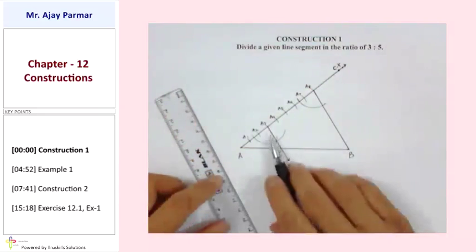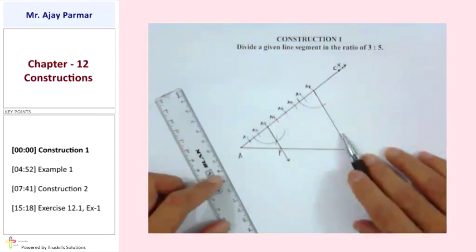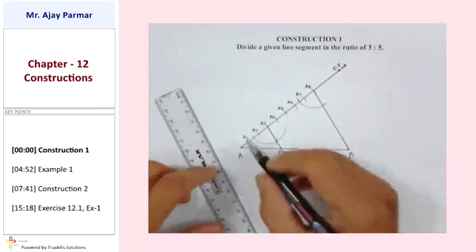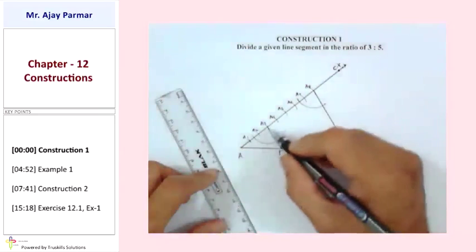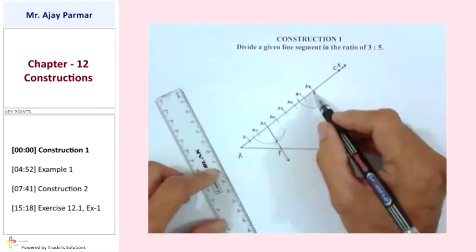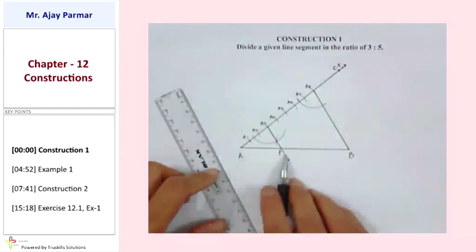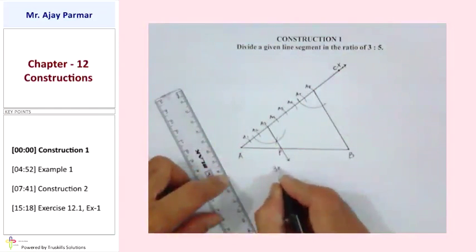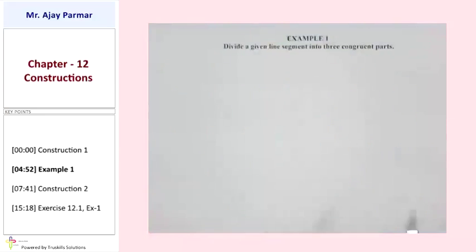Now you can see that this ray and line segment A8B are mutually parallel. And because A to A3 is 3 divisions, and from A3 to A8 is 5 more divisions, exactly the same way AP is to PB is also in the ratio of 3:5.